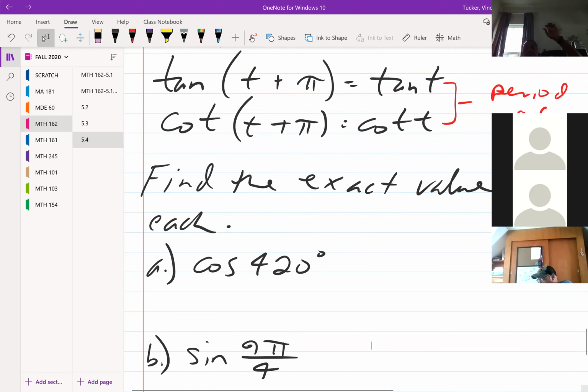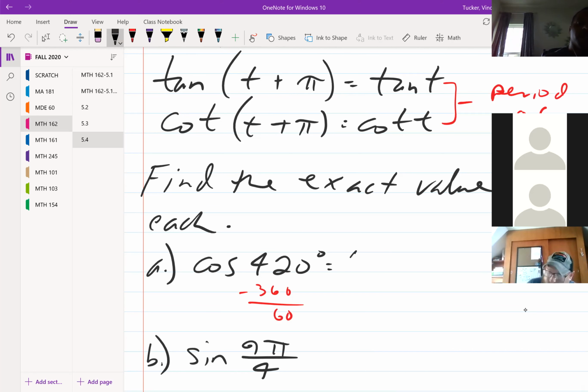All right, so we want to find the exact value of cosine 420 degrees. We know it's larger than 360. So what you would do is subtract 360 from it as many times as it takes to bring it under 360 to see what the period would be. If we subtract 360 from this, we have 60 left.